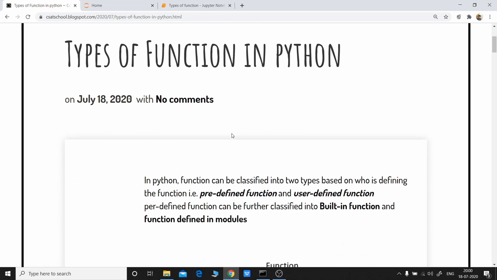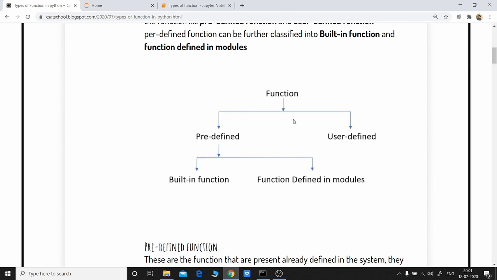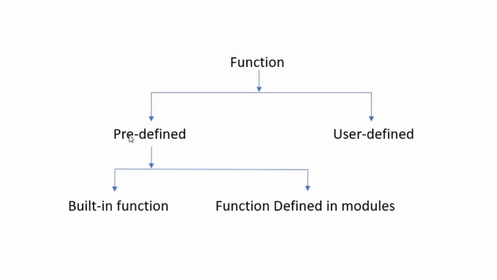Now, in our blog post, we have a simple diagram where functions can be divided into two basic types. One is called a predefined function and the other a user-defined function, right? And a predefined function can again be divided into two categories: the built-in function and the function defined in modules, right? So we'll talk about each and every type of function, and we'll look into its examples also.